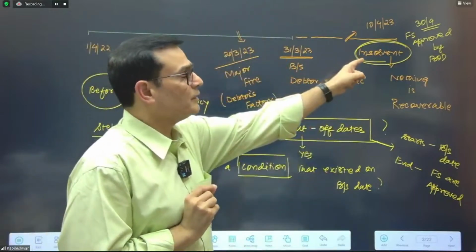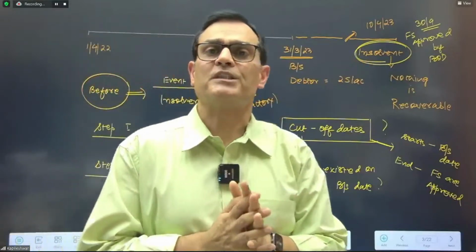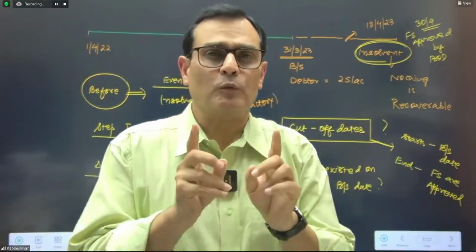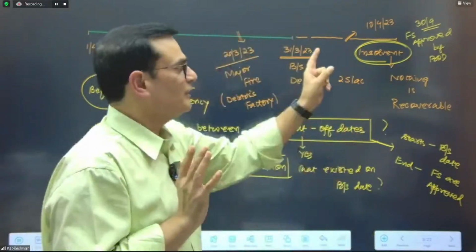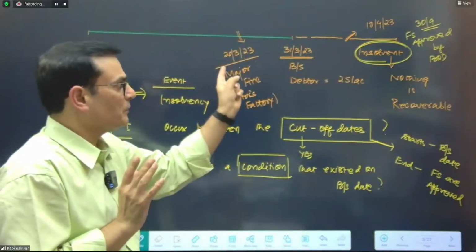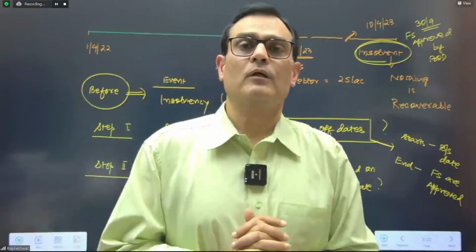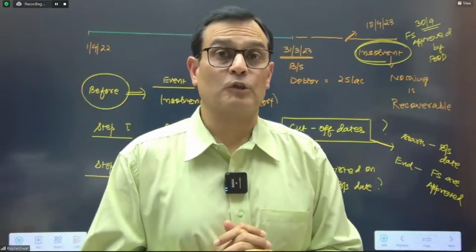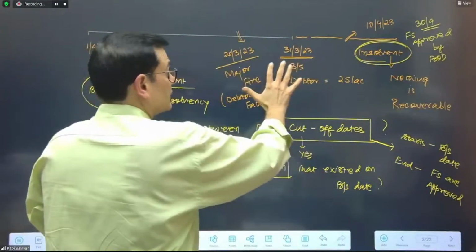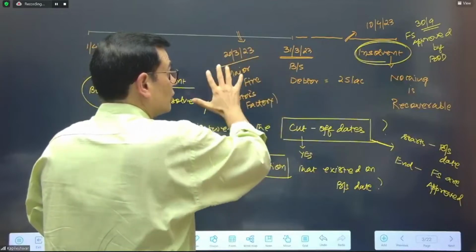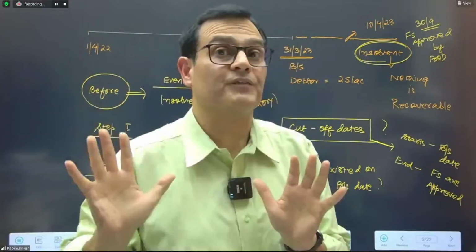Why did the debtor become insolvent? Because there was a major fire which occurred in his business premises. If the reason of the event, please mind the words, if the reason of the event is present on the balance sheet date, you may or may not be aware of the event. You may not be aware of the reason. The company which is making its financial statements may not have knowledge of this fact. It doesn't make a difference.